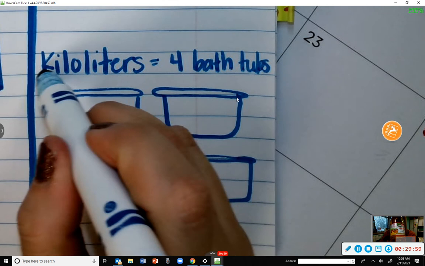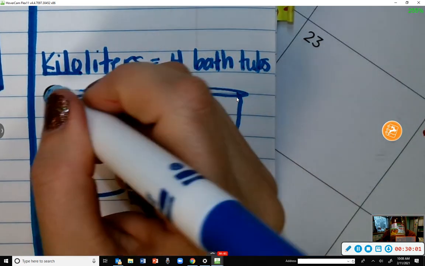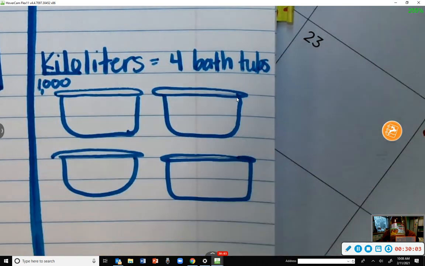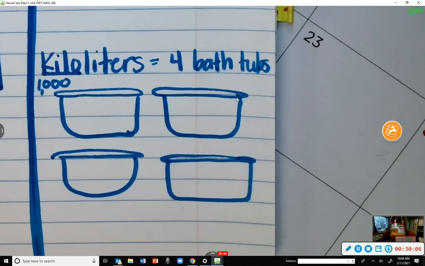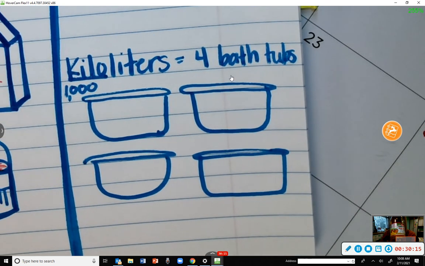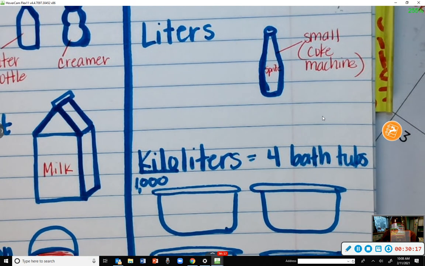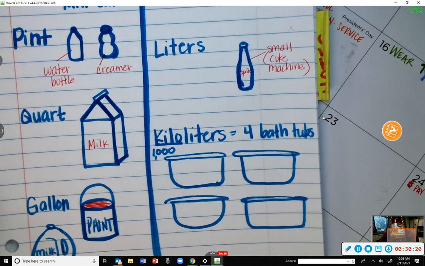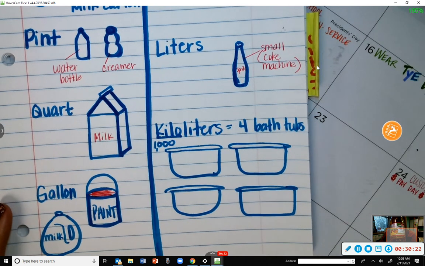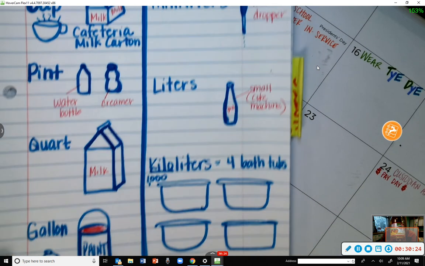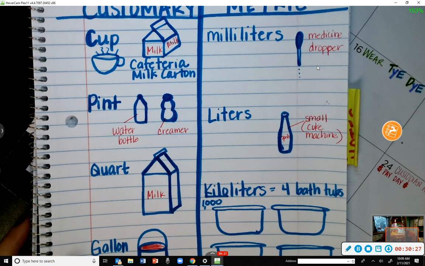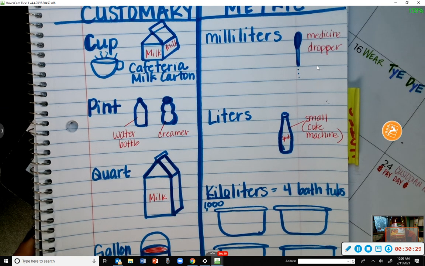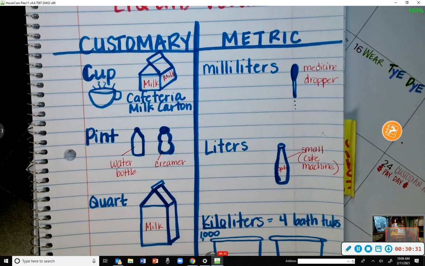So the word kilo just means 1,000. So you're taking 1,000 liters. Okay, that's all we're doing for today. So once you have your 4 bathtubs drawn for kiloliters, that's all we're doing for our work today. No worksheet, no workbook page. So those of you at home, just make sure you get these examples written down in your notebook, because they will be very helpful to look back at when we do more practice with this. Okay?